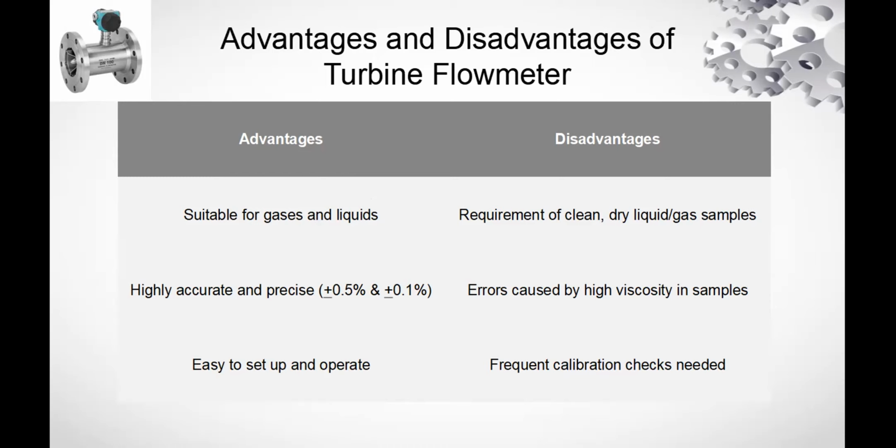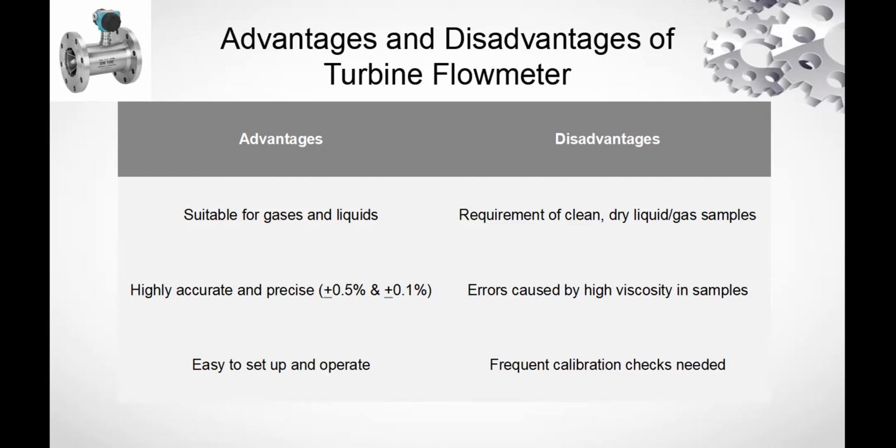The next one is that it is highly accurate and precise. The typical accuracy and repeatability of the turbine flow meter are plus minus 0.5% and plus minus 0.1% respectively, which is 0.5% for accuracy and 0.1% for precision or repeatability. However, it is possible to achieve an accuracy smaller than 0.5 and 0.1.